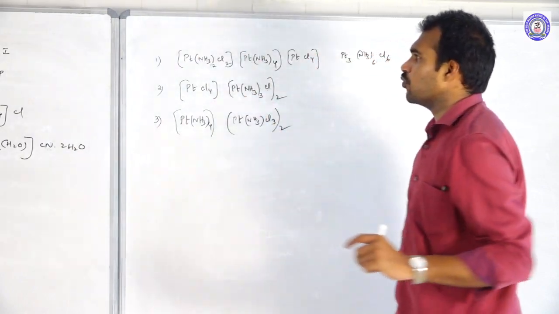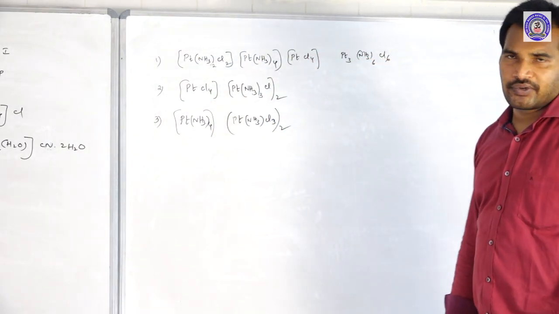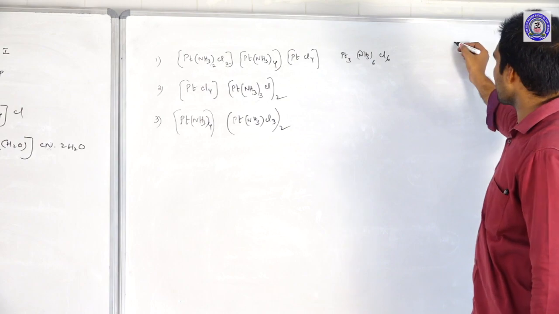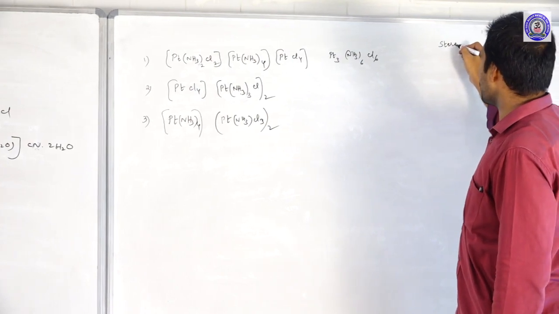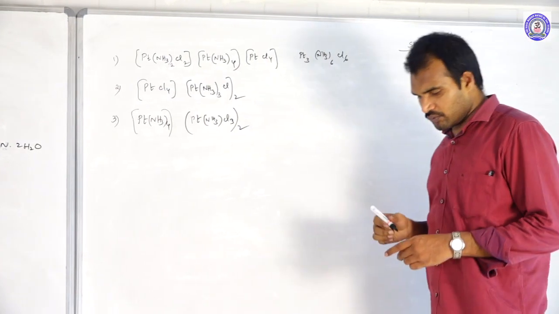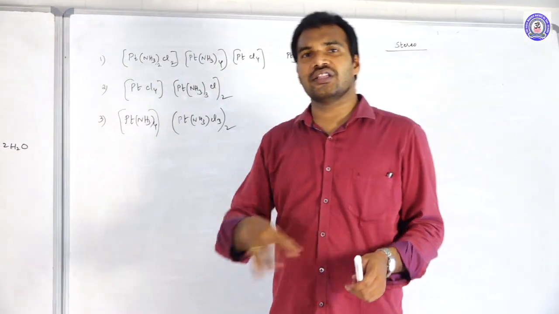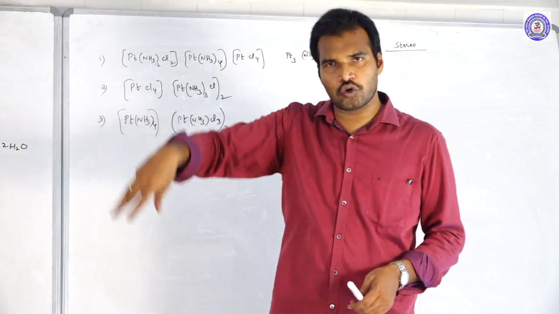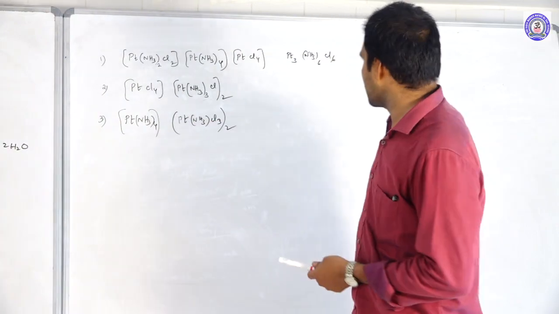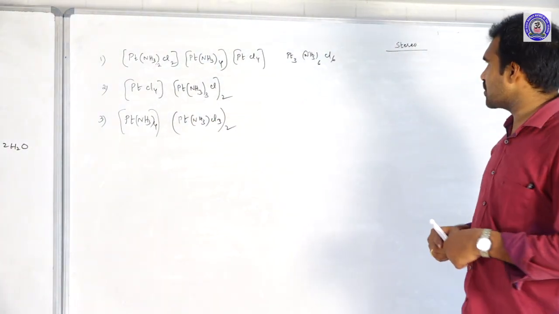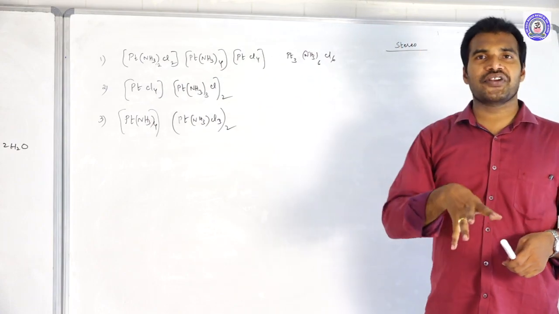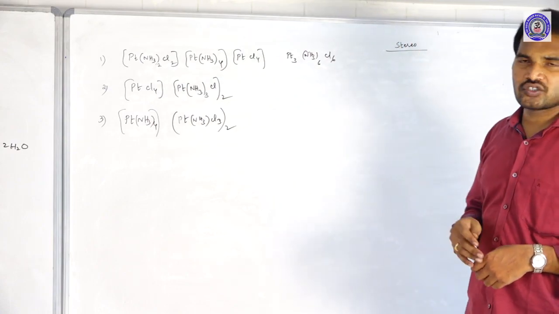Next, let us move to stereoisomerism. What are stereoisomers? Stereoisomers are the isomers having the same structure, same molecular formula, everything, but they differ in the spatial arrangement of the groups around the central atom. That is called stereoisomers. Under stereoisomers, there are geometrical isomerism and optical isomerism.